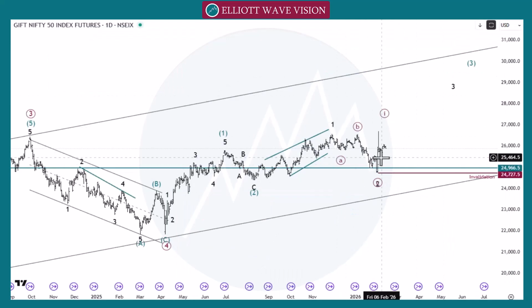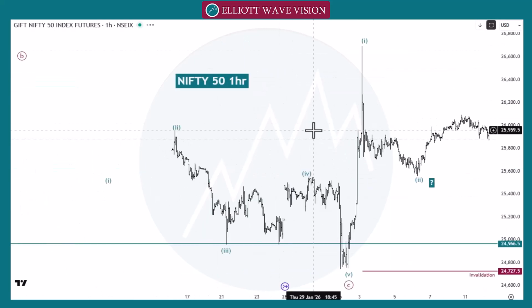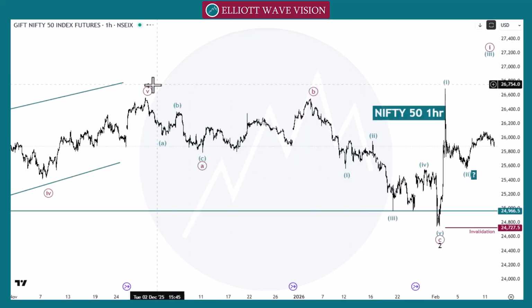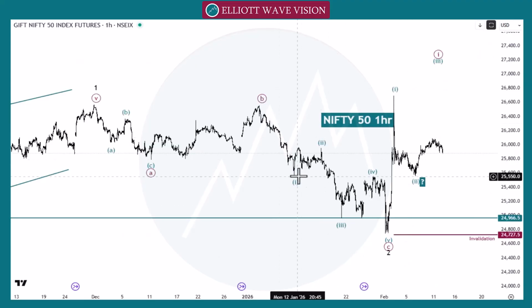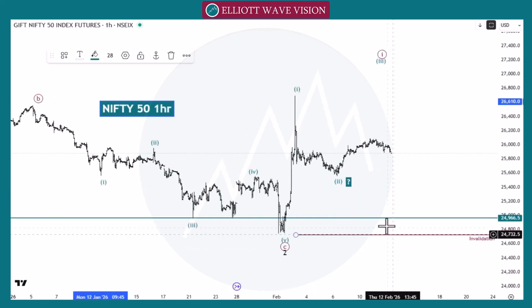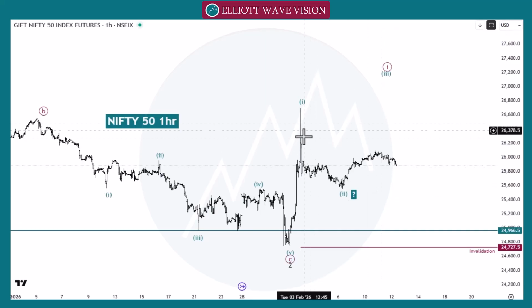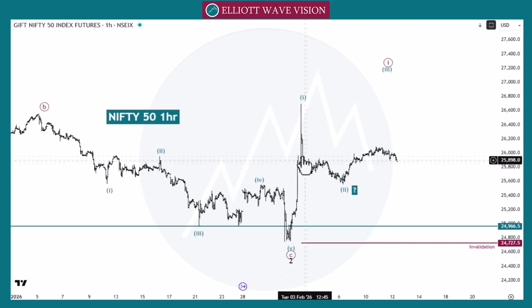So let's check the possibility in 1 hour time frame. In 1 hour time frame, after this black wave 1, we count the structure as a wave A, wave B and wave C as a 1, 2, 3, 4, 5. After this move, market gave us this sharp, strong impulsive move as a 1, 2, 3, 4 and wave 5. Now this correction as a wave A, B and C may complete as a wave 2, or that's possible this correction is still in play, where we can count this move as a 1, 2, 3, 4, 5.